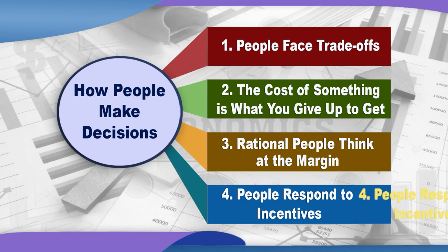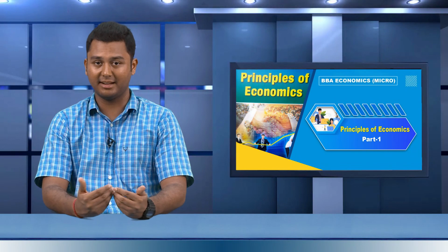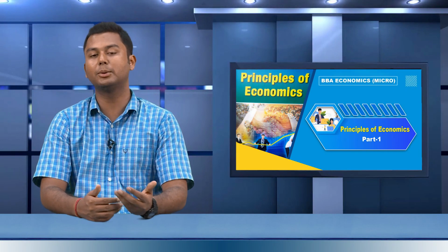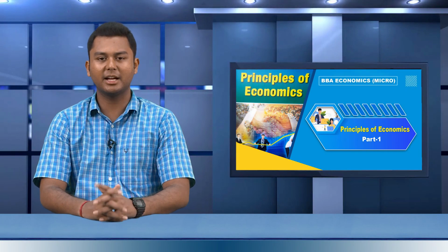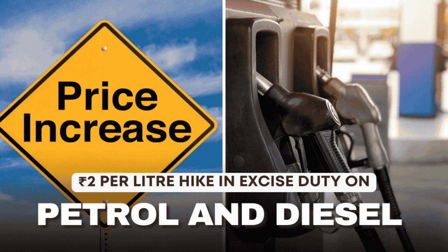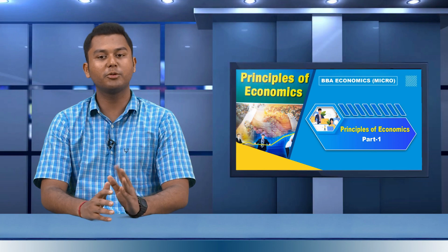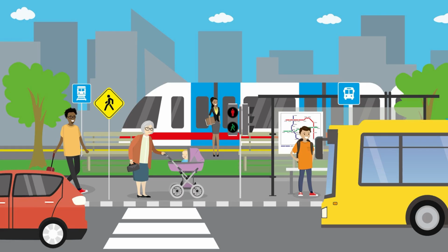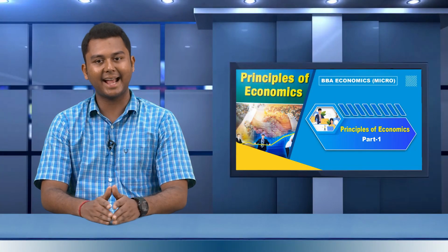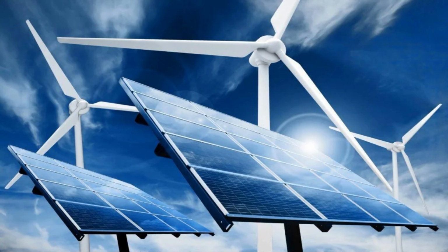Finally, in this section we have the fourth point, that is people respond to incentives. Incentives, which are nothing but rewards or punishments that influence behavior, play a crucial role in shaping decisions. For instance, when gasoline prices or petrol prices rise, people may choose to carpool, switch to fuel efficient vehicles or use public transport. Similarly, tax breaks for renewable energy incentivize investment in solar and wind power.